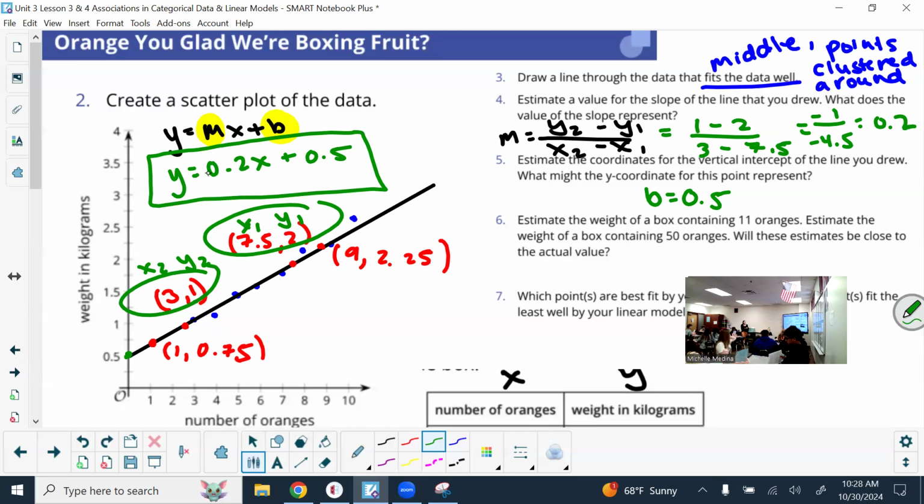We need to estimate this. All right, so really important skill, don't lose your notes, we're going to pick it up here tomorrow.